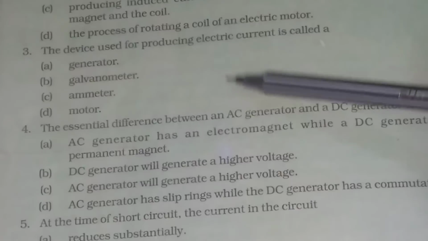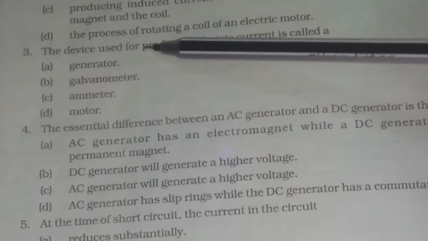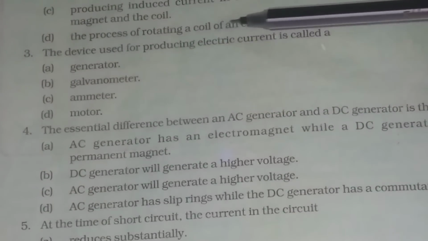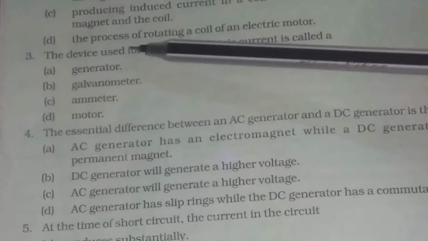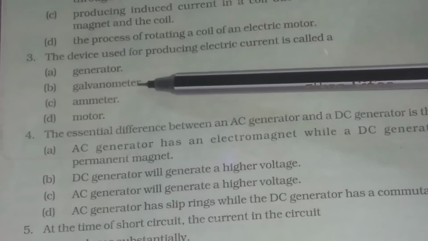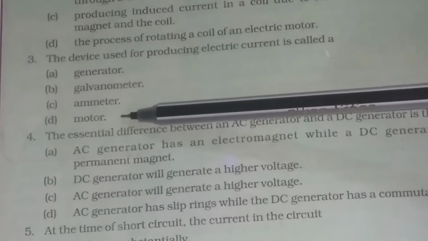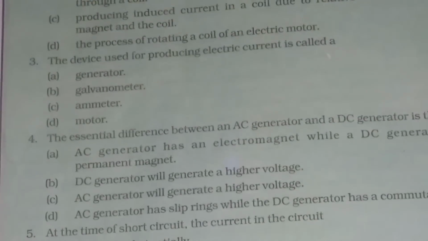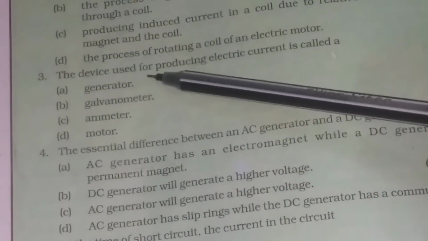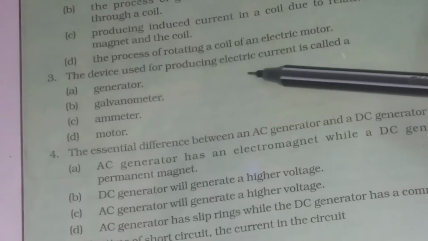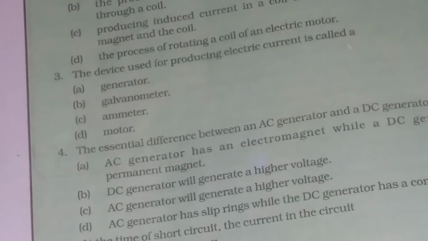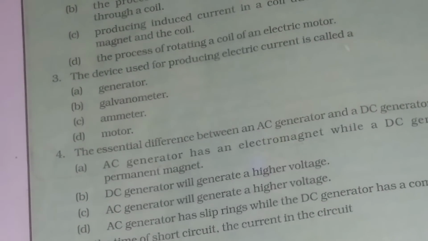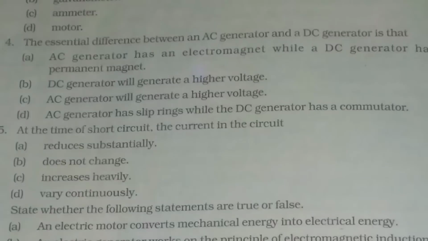Here you have another multiple choice question. The device used for producing electric current is called a generator, galvanometer, ammeter, or motor. The answer will be generator. The device used in producing electric current is called a generator. So option A is the correct answer.